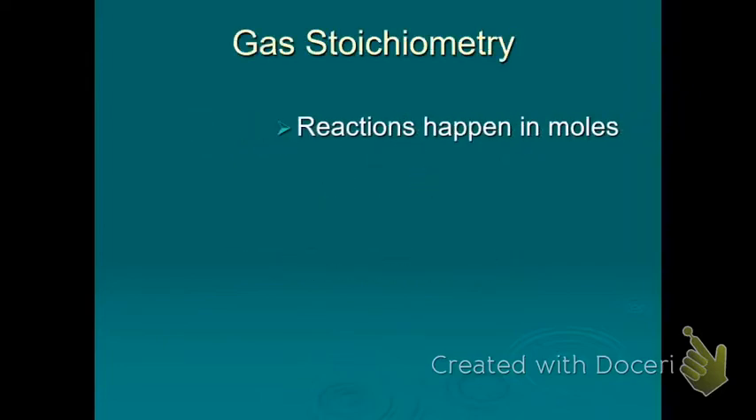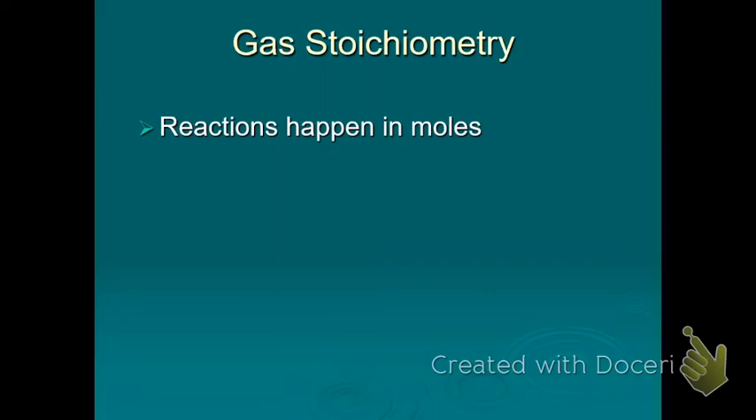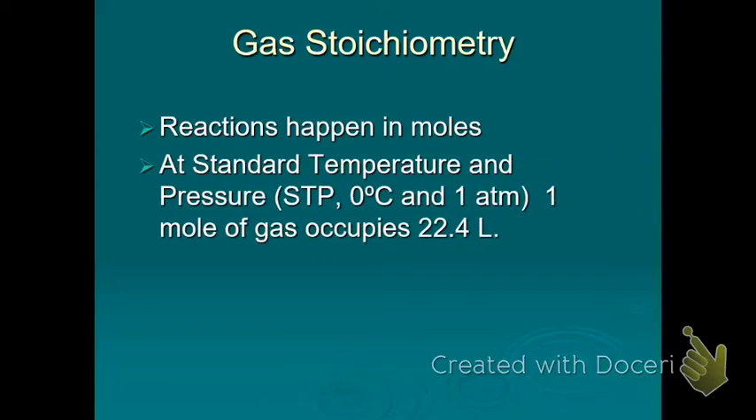So here's the thing: reactions occur in moles. If you come across a problem that has a chemical reaction and you're being asked to calculate something, that is a stoichiometry problem. If that stoichiometry problem involves gases, you have to ask yourself one critical question: are the conditions at STP? Let's just review. STP means the temperature is 0 degrees Celsius and the pressure is 1 atm.